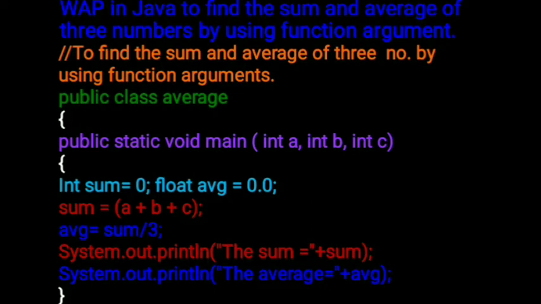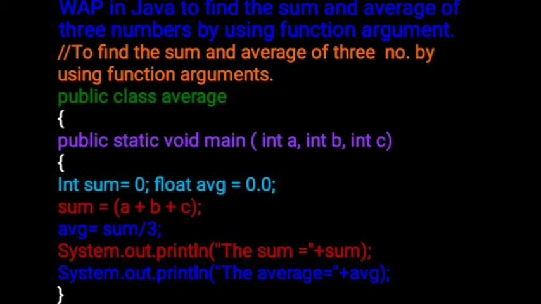Next we start with the brace: int sum equals 0. So we initialized a variable called sum, which is of integer data type. float average equals 0.0. Now sum equals a plus b plus c. We have written the formula, and the answer will be stored in sum. average is equal to sum divided by 3. So whatever answer is stored in sum, sum divided by 3 will give you the average. And then we have to display the output.